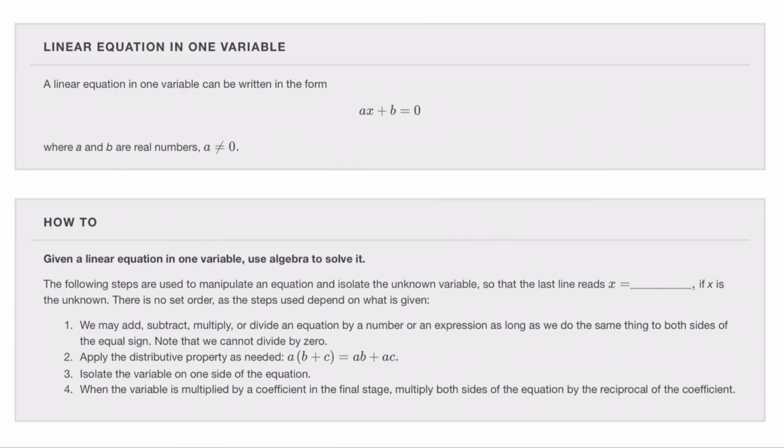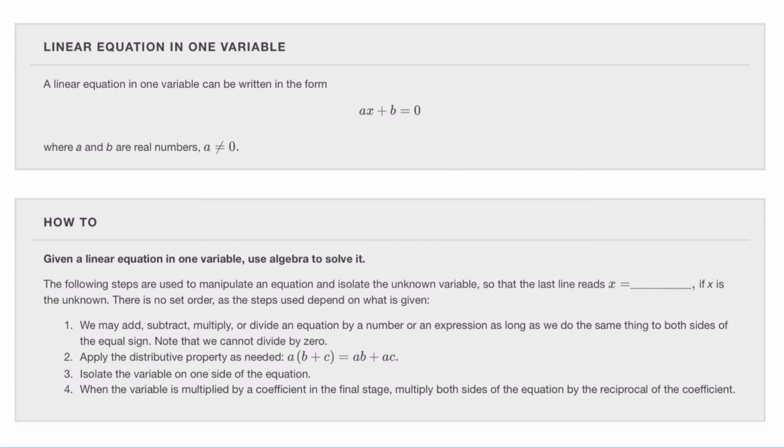So a linear equation in one variable can be written in the form ax plus b equal to 0, where a and b are real numbers and a is not 0. So given a linear equation in one variable, use algebra to solve it. The following steps are used to manipulate an equation and isolate the unknown variable, so that the last line reads x equals whatever your answer is, if x is the unknown. There is no set order, as the steps used depend on what's given.